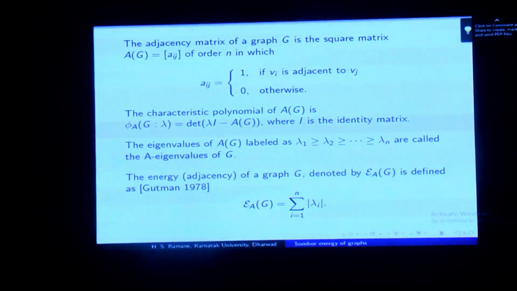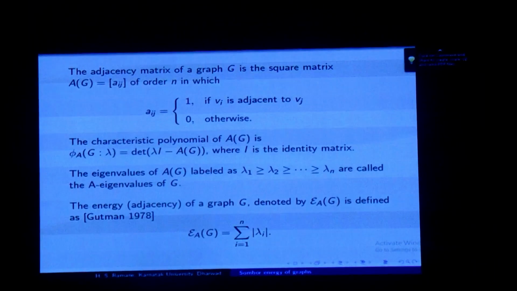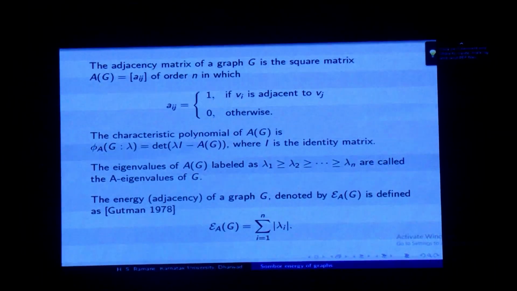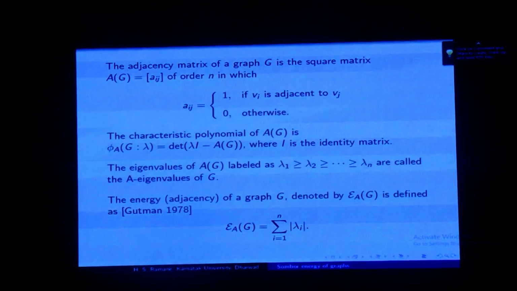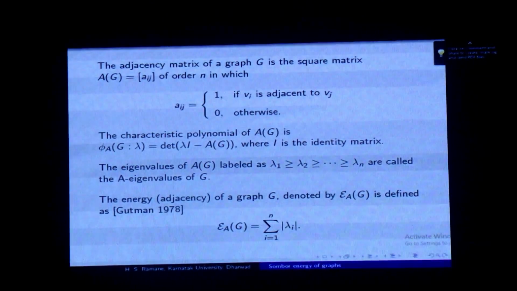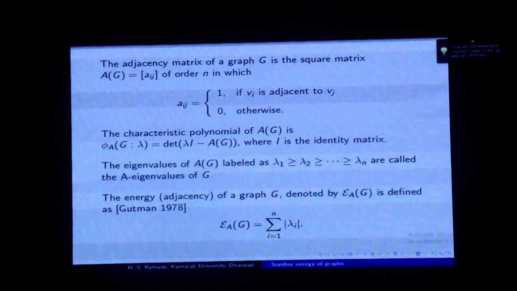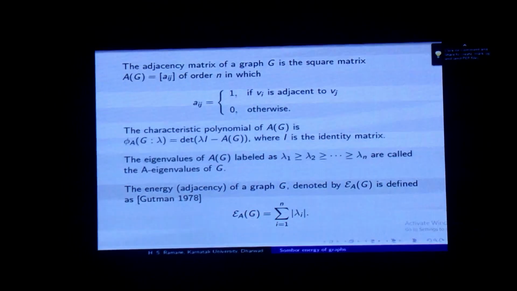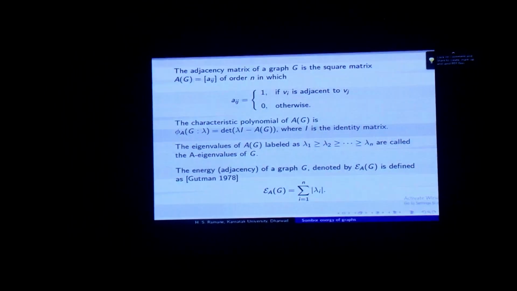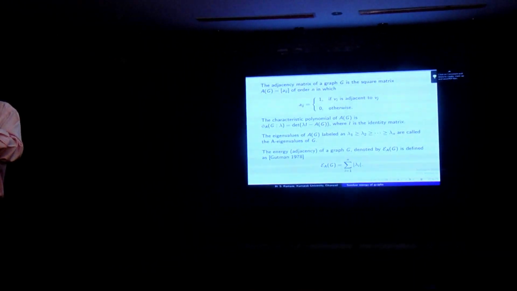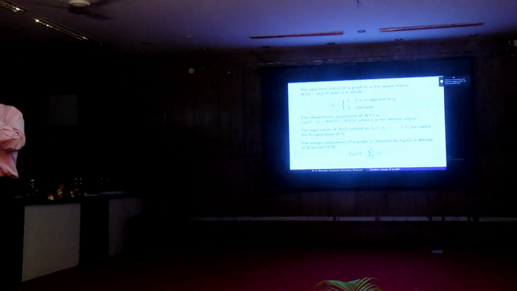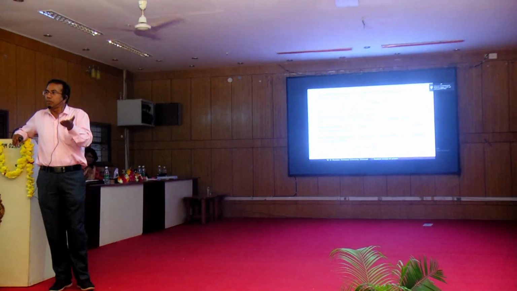So those energies represented are nothing but the eigenvalues of the corresponding molecular graph. The sum of the absolute values of the eigenvalues is the energy of a graph, and it has a good correlation with the total pi electron energy of a molecule. The total pi electron energy of a molecule is nothing but the sum of the energy levels of that molecule.